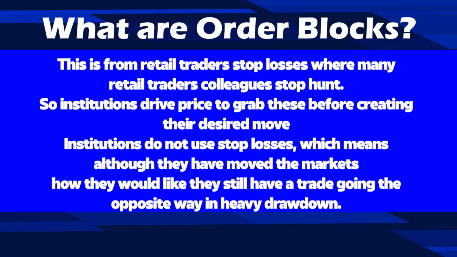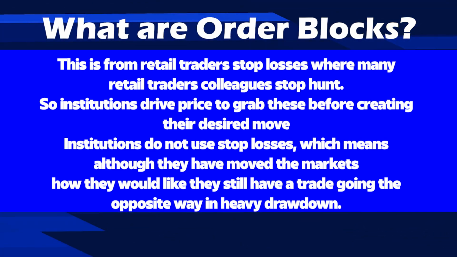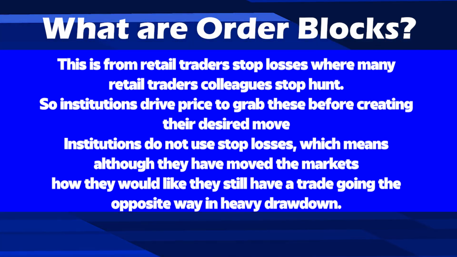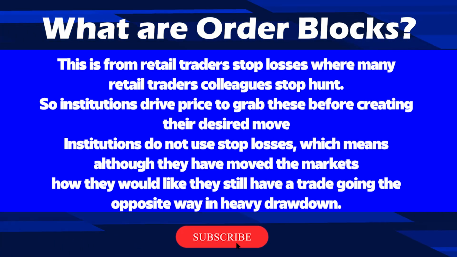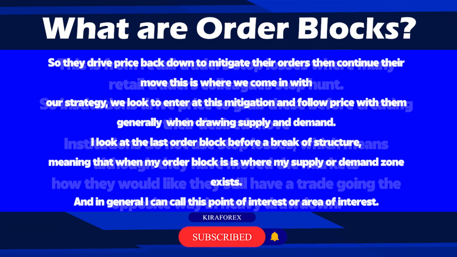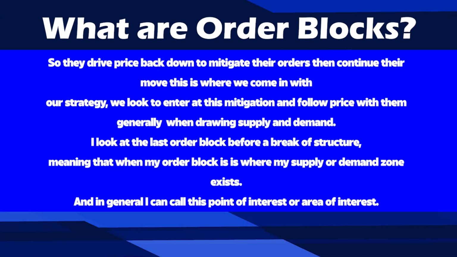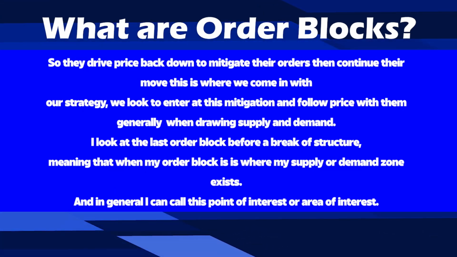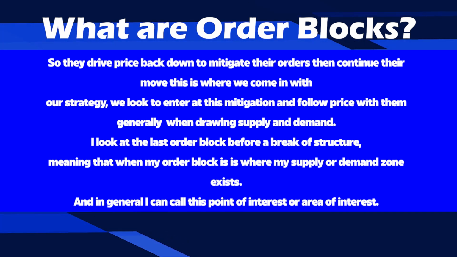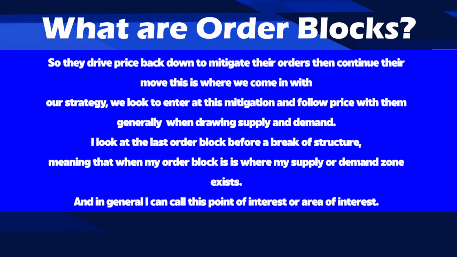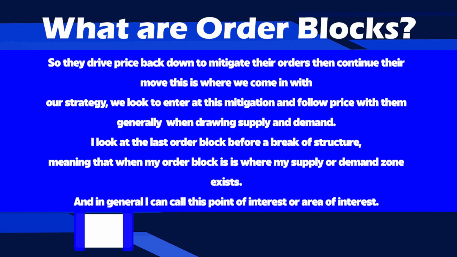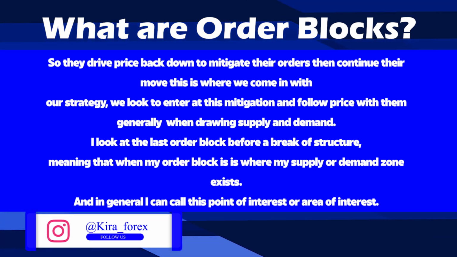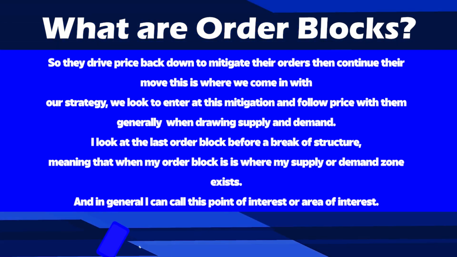Institutions do not use stop losses, which means although they have moved the market how they would like, they still have a trade going the opposite way in heavy drawdown. So they drive price back down to mitigate their orders, then continue the move. This is where we come in with our strategy. We look to enter at this mitigation and follow price with them.